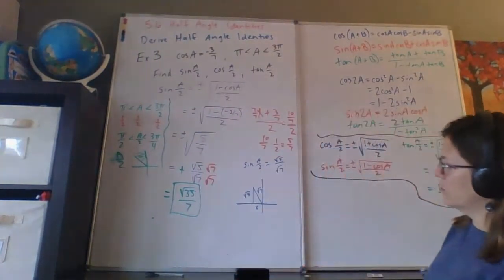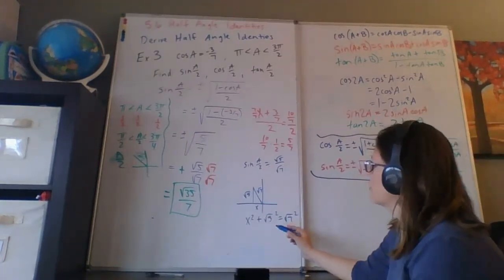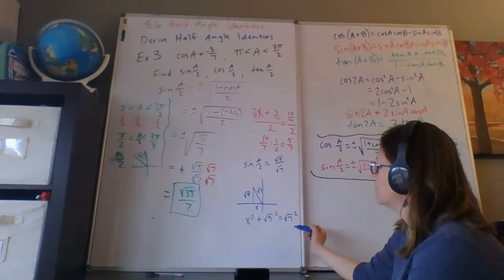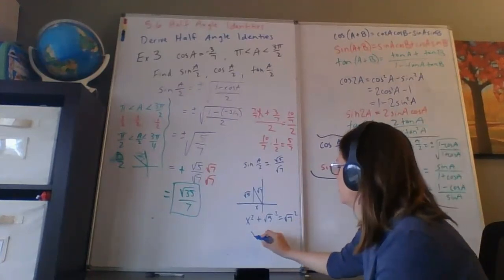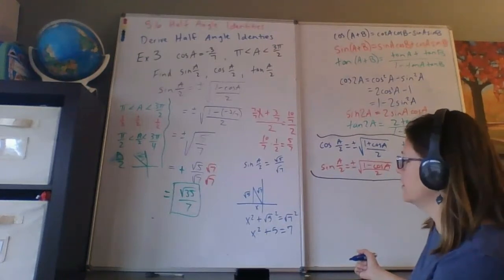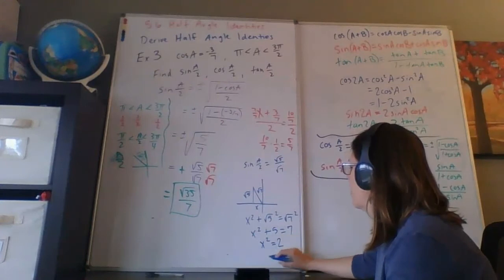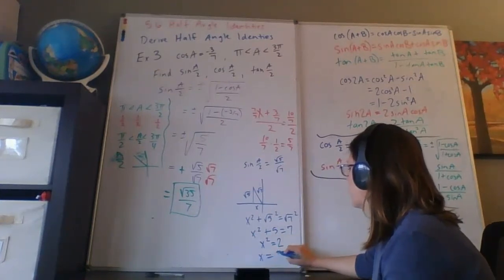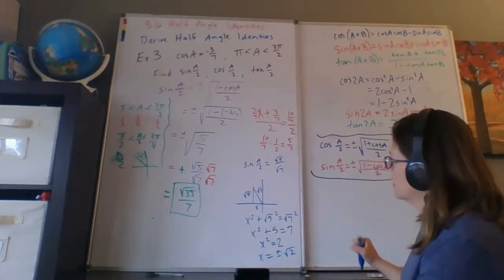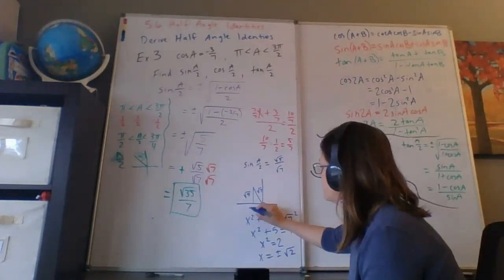So now we can use the Pythagorean theorem to find x. Squaring the rad 5 gives us 5, and squaring the rad 7 gives us 7. X squared plus 5 equals 7. Subtracting 5 from both sides gives us x squared equals 2, or x is plus or minus rad 2. Since we are in the second quadrant, x will be negative rad 2.